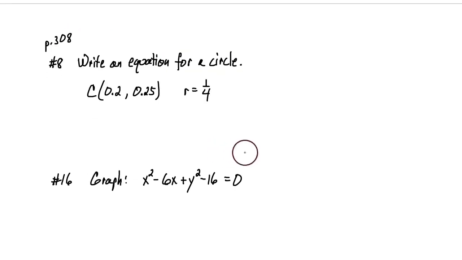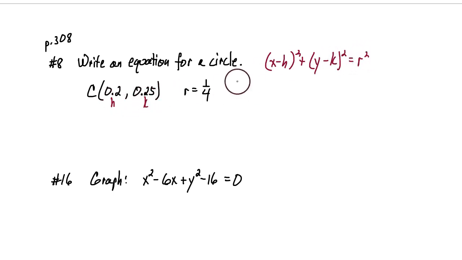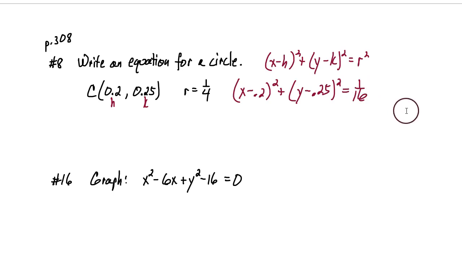Page 308, write an equation for a circle. Well, what's the general form for the equation of a circle? (x minus h) squared plus (y minus k) squared equals radius squared. Here's the h, here's the k. So we have (x minus 0.2) squared plus (y minus 0.25) squared equals, and now r squared. R is a fourth, so what is 1/4 squared? It's 1/16. There's our equation.